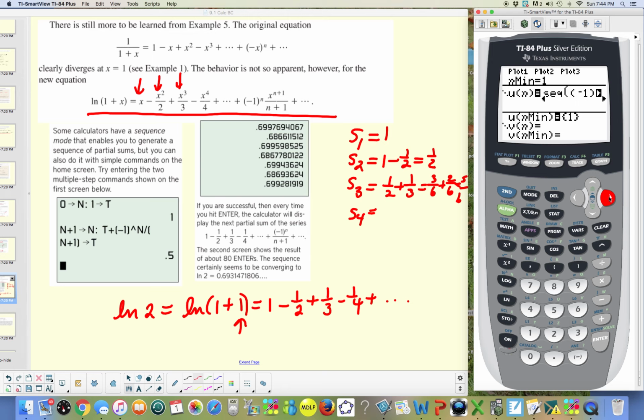And I wrote -1 right here. They're showing us -1 to the n. Now the first term, I didn't put n, I wrote n minus 1. I'm going to start at 1, but I need this first term to be positive, and so I didn't want that to be a negative term. And then I wrote divided by n, which is just really this 1 over n.